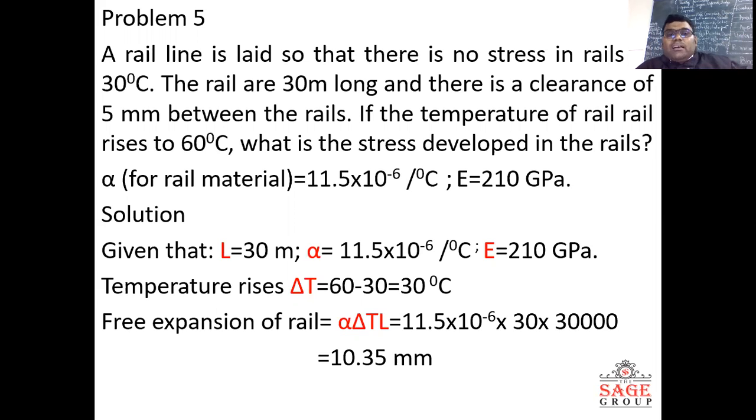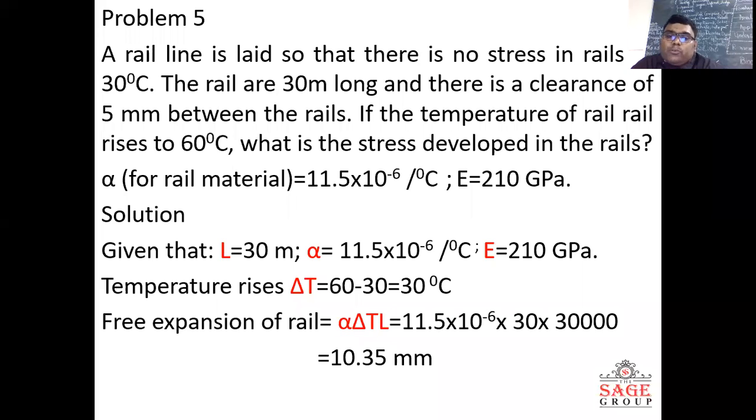So the rails are 30 meters long and there is a clearance of 5 mm between the two rails. Okay, and you know that the railway provides a certain gap between the two rails because of this phenomenon. So if the temperature of the rail rises to 60 degrees centigrade, what is the stress developed in the rail?